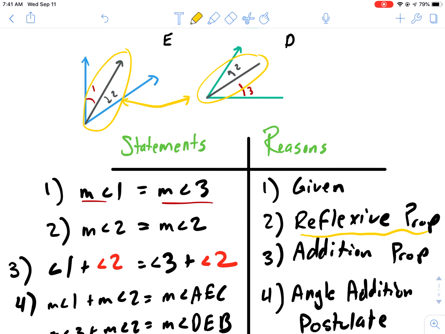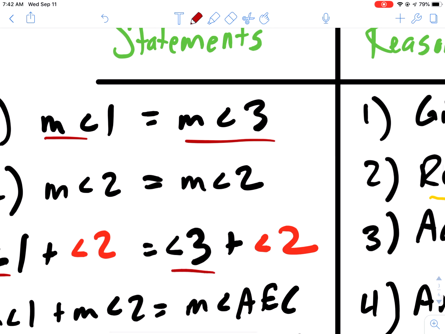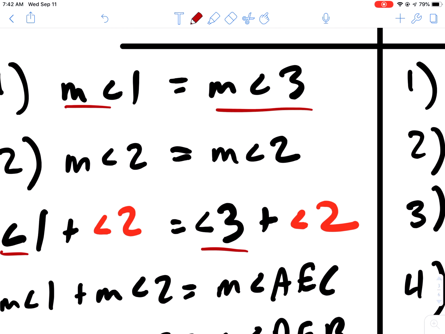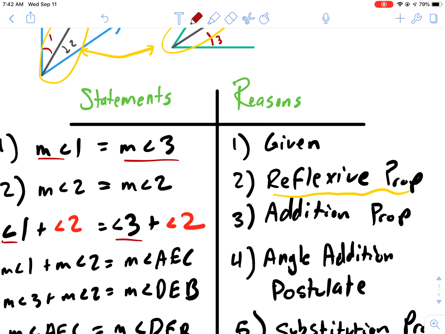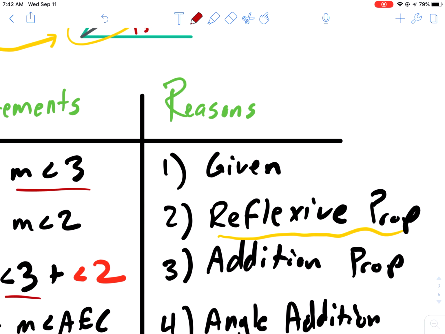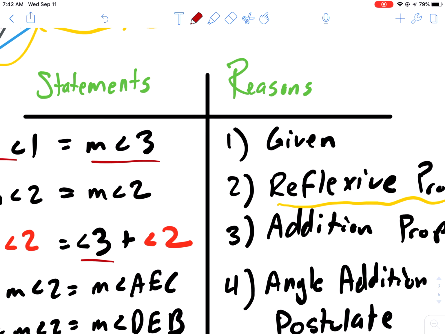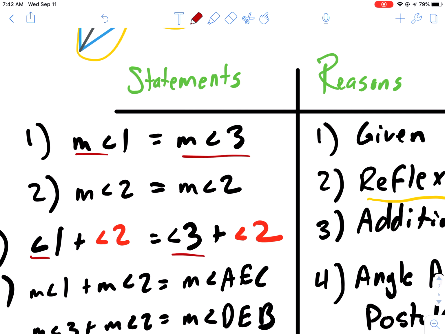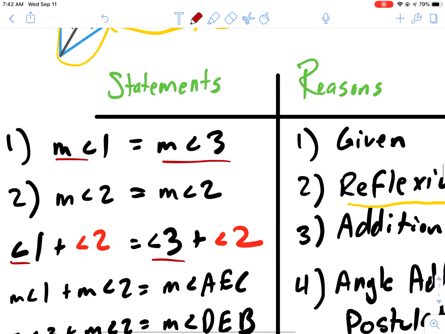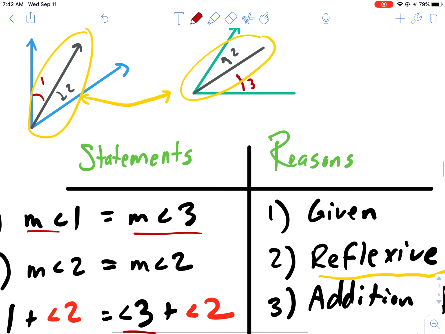Now our next step, since we knew that angle 1 was equal to angle 3, if we add angle 2 to both sides, which is equal to each other, we're not changing the value of the equation. So here we just use the addition property of equality. Again, addition property of equality is only when you add something to both sides. So here we added angle 2 to both sides, and it didn't change the value. So that's why we were able to do that.